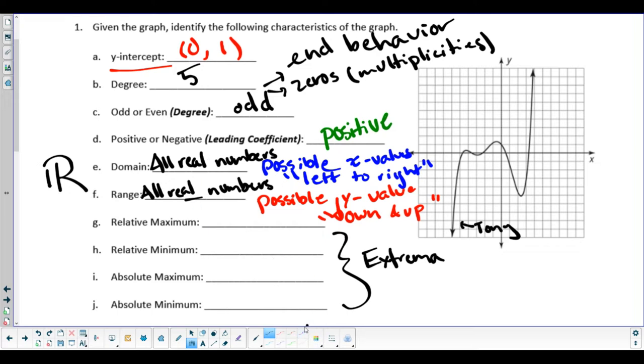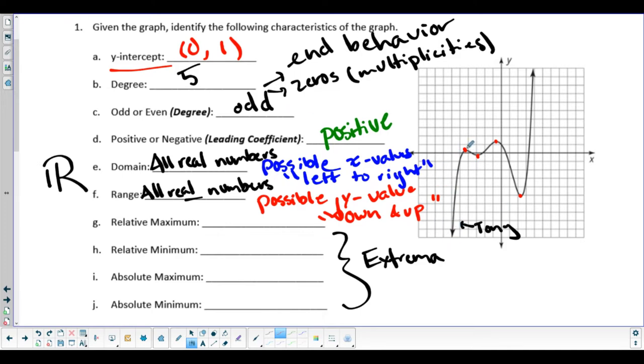Anyway. The relative maximum and relative minimums are just any point that you're going to change direction, right? You're going up to down or something like this. And so the ones that I see are right here, right here, right here, and right here, okay? And so what we have to do is just give those some points, okay?